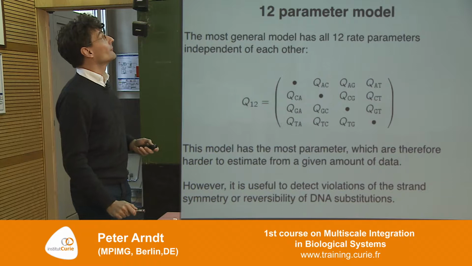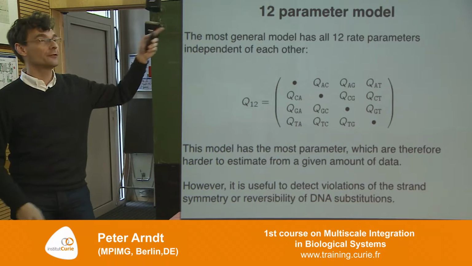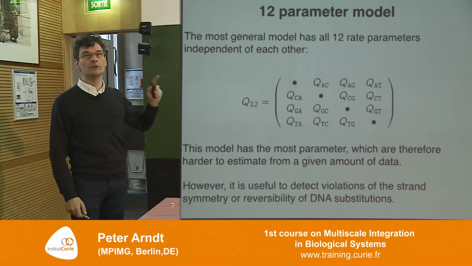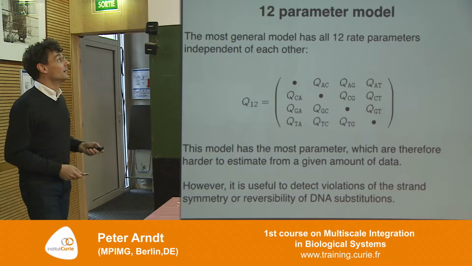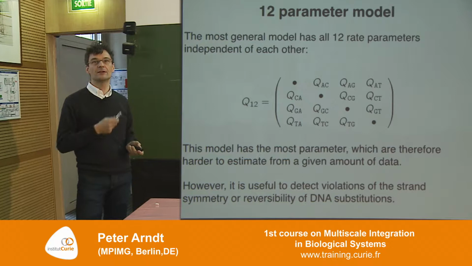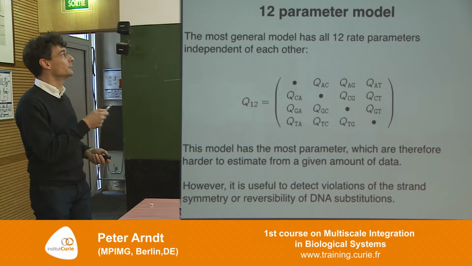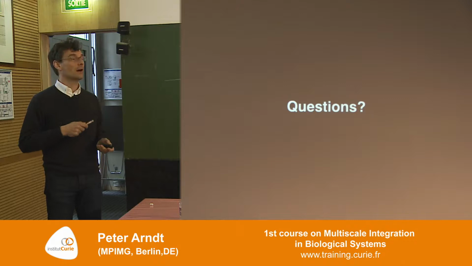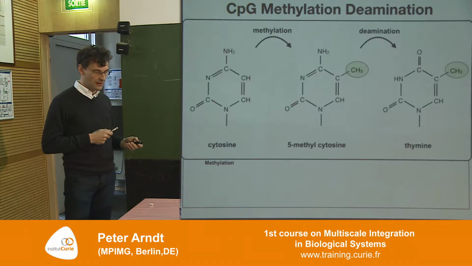Okay, but the most general model is, of course, this one with 12 parameters. But a lot of people don't consider this model because it is so parameter rich. You need a lot of data to estimate all the rates. But nowadays we actually have this data and we could consider, and we will consider, this model in what I tell you next. So this was the mathematical framework, and now I just show you some more applications. Okay, I skip over that.